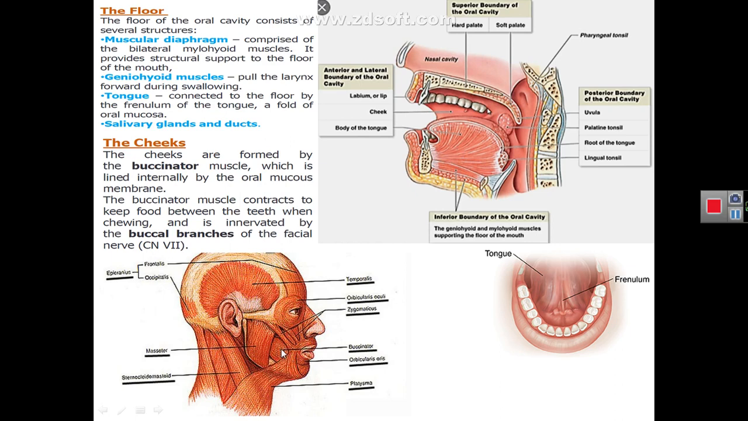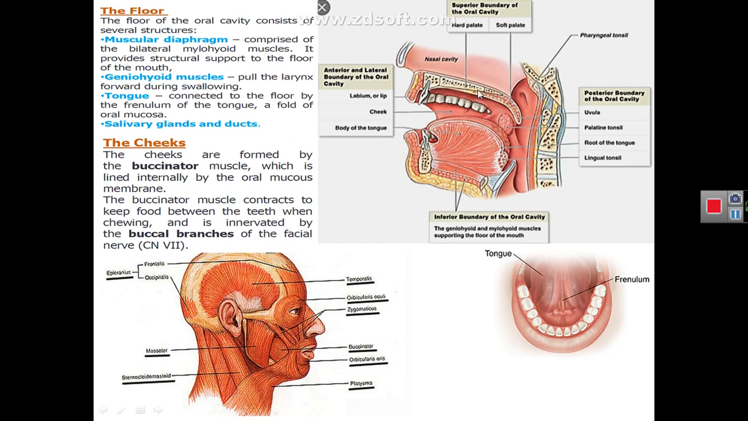The lateral wall of the oral cavity is formed by the cheek. The cheek structurally is formed by buccinator muscle, which is one of the muscles of facial expression. Buccinator is lined from inside by the oral mucosa, while buccinator is covered from outside by skin and superficial fascia, and here the superficial fascia contains fat that is called buccal pad of fat.